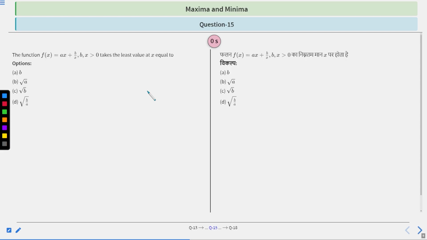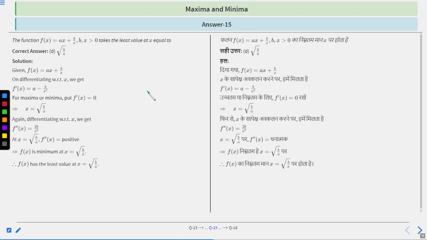Okay, let's move to the solution part. See, f(x) is given as ax plus b by x. Now, as we discussed, on differentiating with respect to x, we will get f dash x is equal to a minus b by x squared, right? For maxima or minima, put f dash x equal to 0. This implies x will be equal to root over b by a. Now, we have to find f double dash x. So again, differentiating with respect to x, we get f double dash x is equal to 2b upon x cube, right?